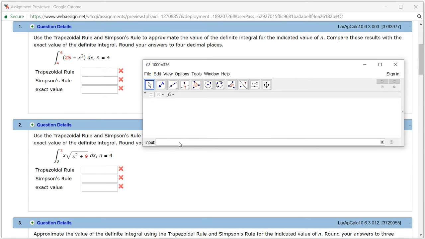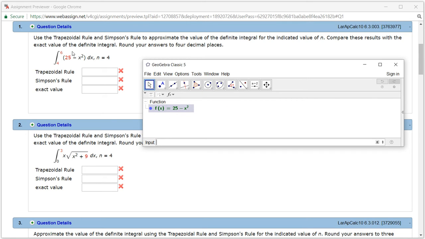The first thing I would do is define the function. I'm going to call it f of x, colon equals 25 minus x squared. That's just the integrand. Hit enter, and now GeoGebra knows what the function is.